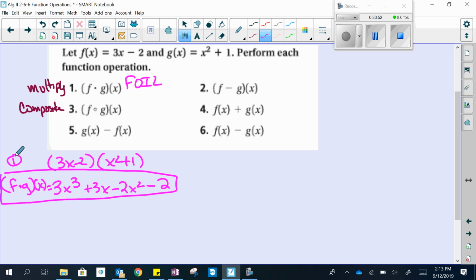If it's 2 binomials being multiplied, 2 terms, 2 terms. By trinomials, 3 terms. All right, number 2, f of g. I'm going to let y'all go on that.